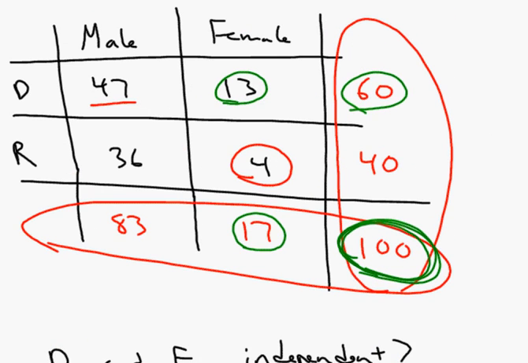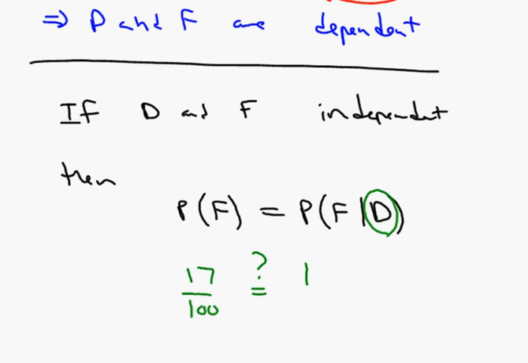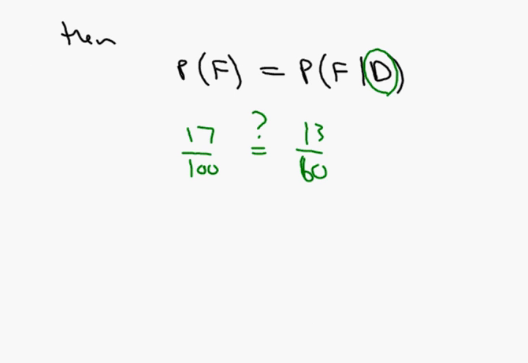So let's go look up here. If we look at just Democrats, there are 60 Democrats and 13 of them are female. So this is 13 out of 60. And the question is, are those two things equal? And they're not. You can convert them to decimals. All right, so this is 0.17. That's 0.22. And no, they must be dependent.